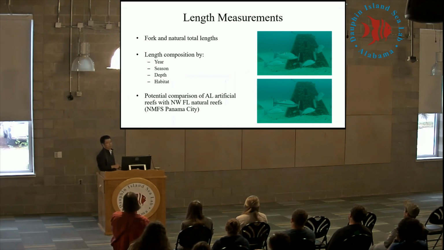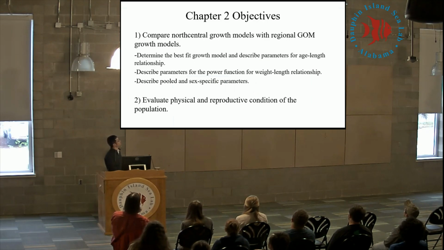The final part of this chapter is going to be looking at length measurements. Our ROV has two paired lasers that go out parallel straight like this. We know the length of those lasers, and back in the lab, I'll be able to measure the length of those lasers as well as the length of the fish and come up with an estimate for size. And again, I will also be looking at those by year, season, depth, and habitat.